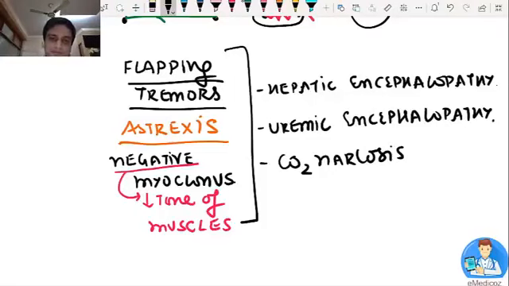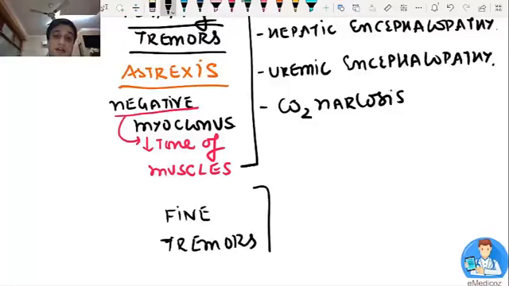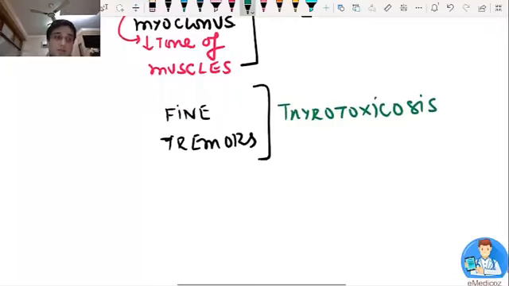Okay. The last tremor which I showed you was a fine tremor. Fine tremors are seen in patients with thyrotoxicosis. Remember the name, thyrotoxicosis. That is again hyperthyroidism affecting the central nervous system. Okay, thyrotoxicosis. Right.